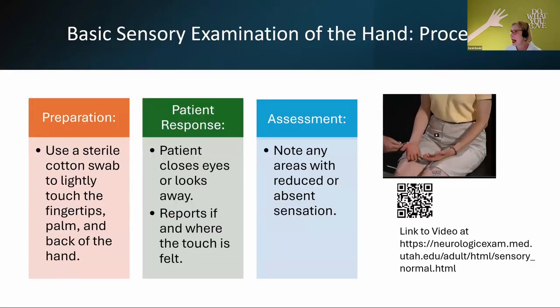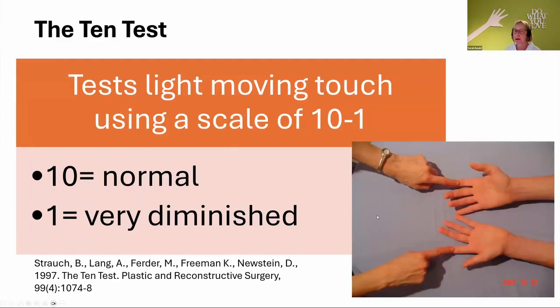The basic sensory examination of the hand with a cotton swab is really not more than asking the patient to either close their eyes or look away, or to use a screen, and to use a cotton swab and ask them to identify if they felt it. Do you feel this, and where? Okay, so you're actually testing two things with that: the ability to perceive light touch and localization. You would note any areas that are reduced or where there is less sensation. There's also a link here if you wanted to take a look at how to perform this test.